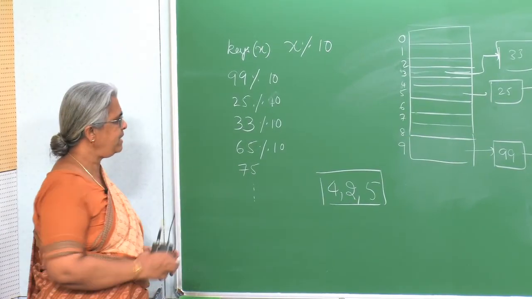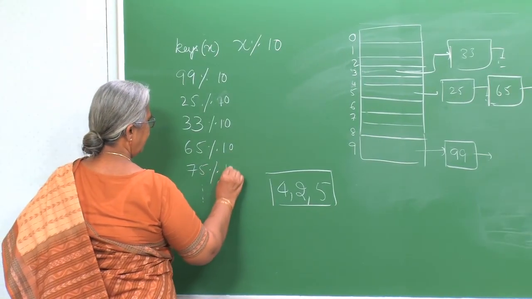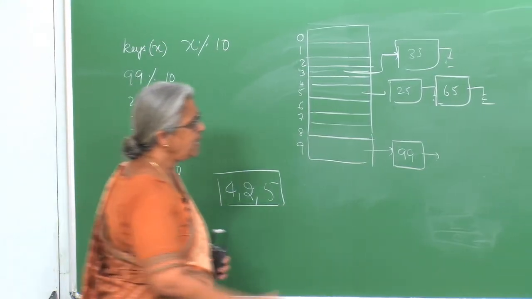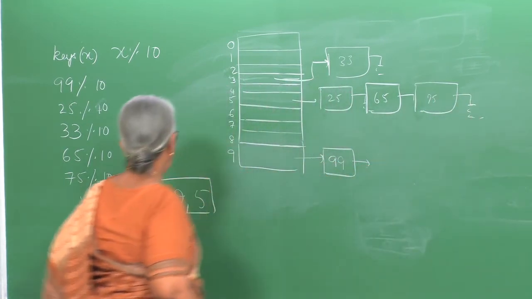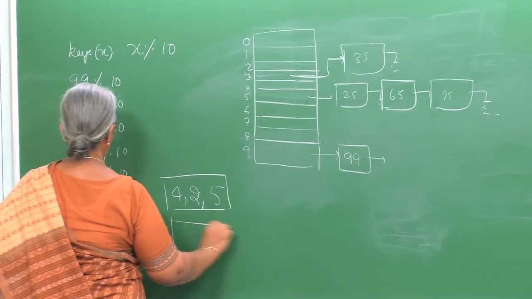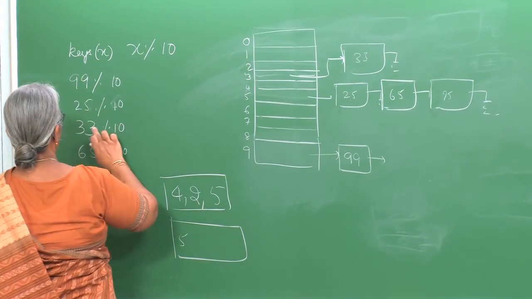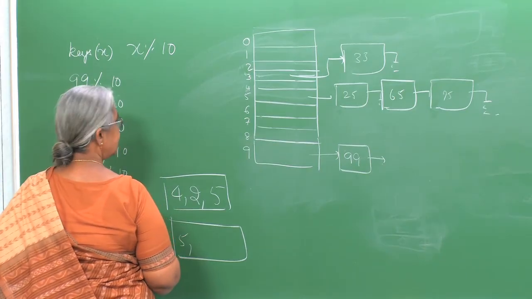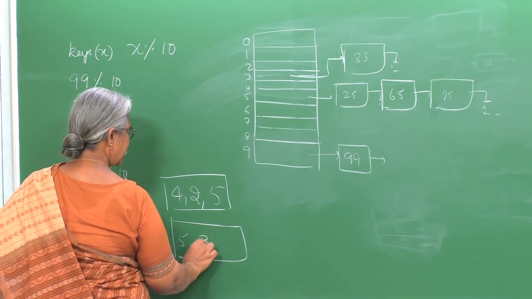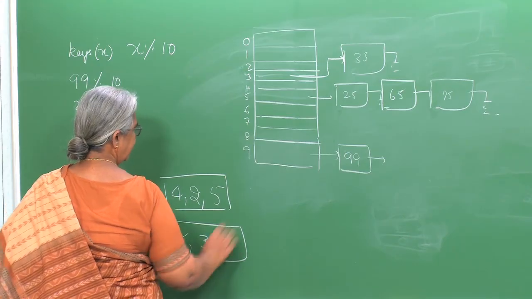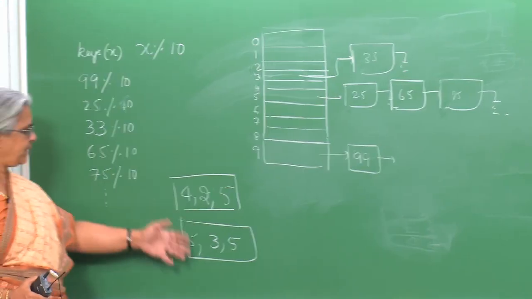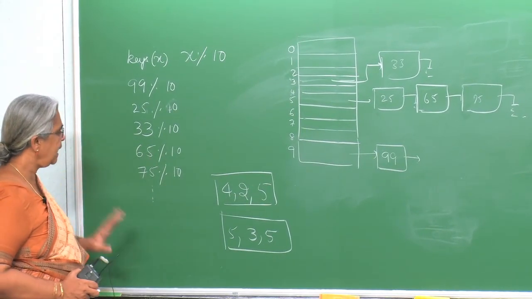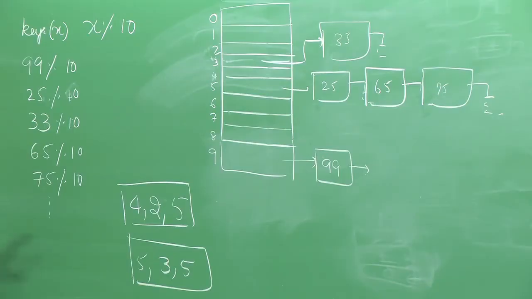Now when you come to 75, %10 will give me 5 again. So it goes over here, therefore I have the number 75 here. And what do we do now? It is the 5th element in the list, 1, 2, 3, 4, 5. There are 3 elements now in this bucket, and it is again the 5th bucket. Just check the order in which you are expected to give it, and make sure that you are presenting it in exactly the same way as expected in the question. So this is the hash table question.